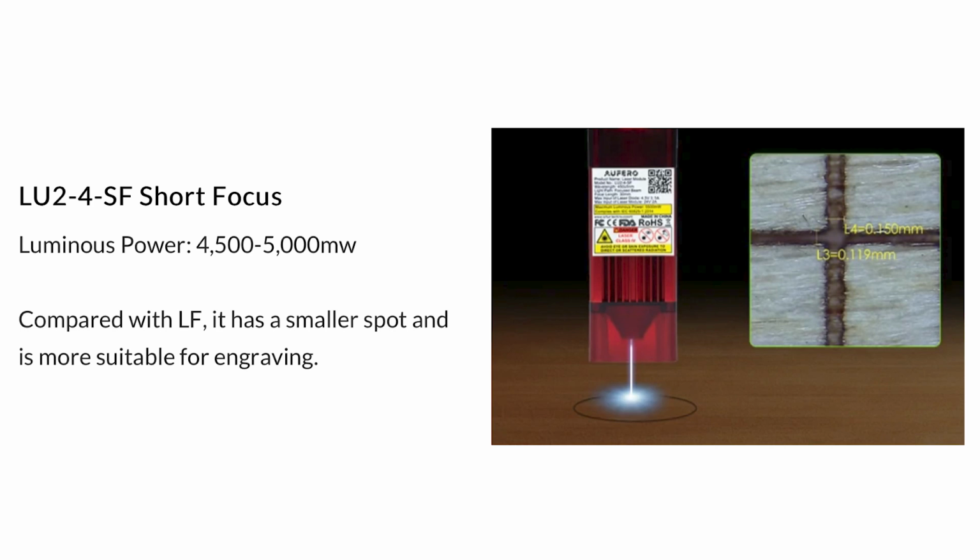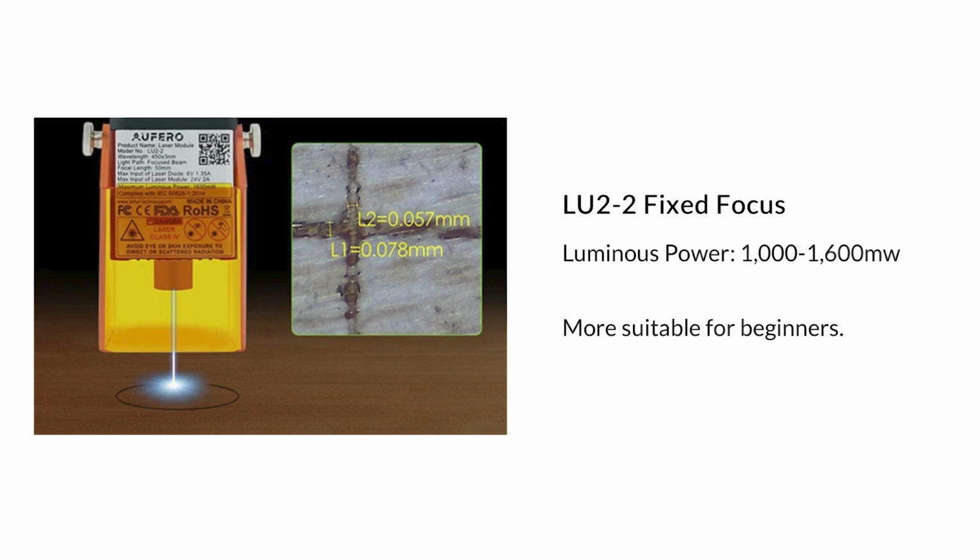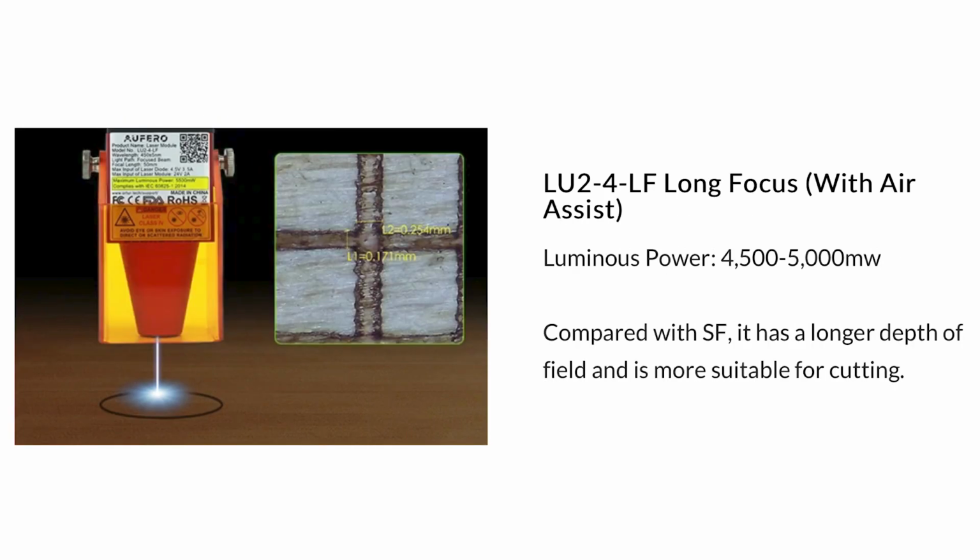We're using the LU2-4 short focus laser, which is great at engraving and cutting thinner materials. You can also choose the LU2-2, that's the best one for engraving, especially softer materials, or you can choose the LU2-4 long focus that comes with an air assist nozzle and is mainly meant for cutting.